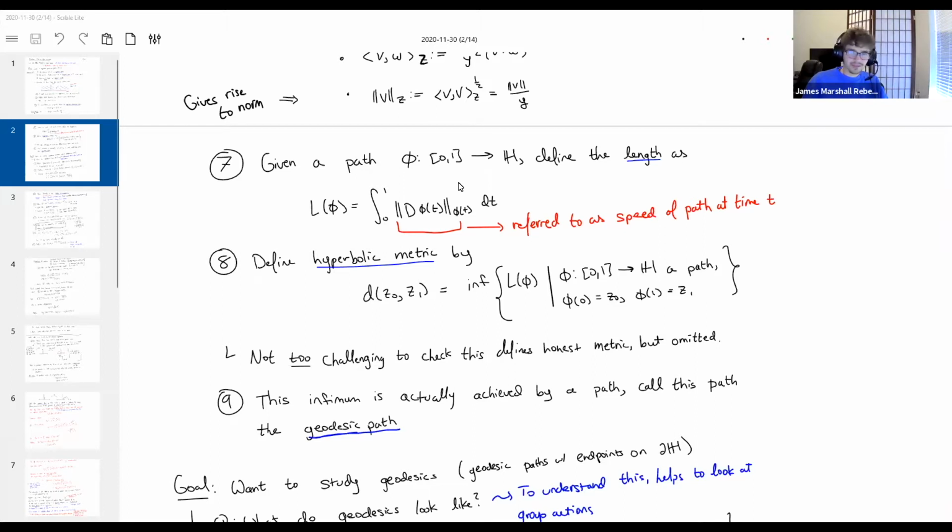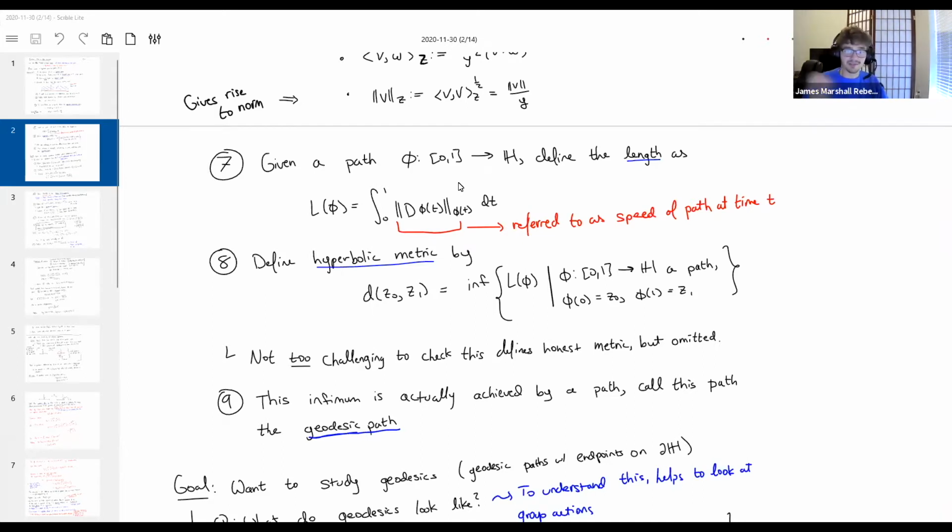It's not too hard to check that this actually defines an honest metric, but the details are a little bit messy. If you just Google hyperbolic metric proof, I'm sure there's a UChicago REU paper that proves it. So if you have any questions about that, there you go.